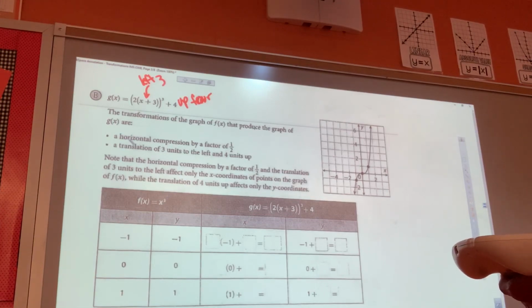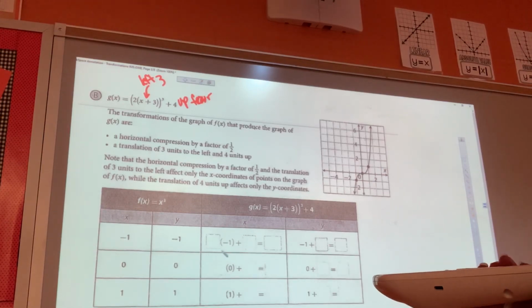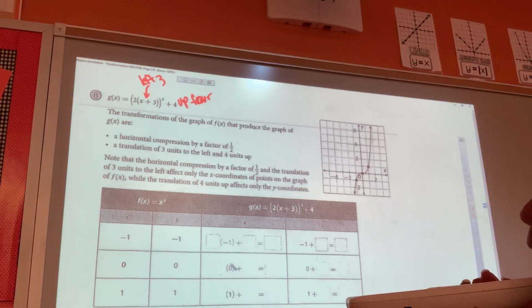Now, what does this say? A horizontal compression by a factor of 1/2. Why are we saying that? Because we had to cube this, because this is what happened, and then we had to cube it. Let's look here to see what we need to put in.